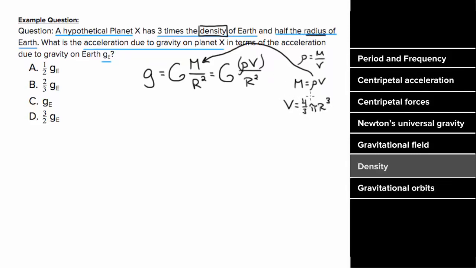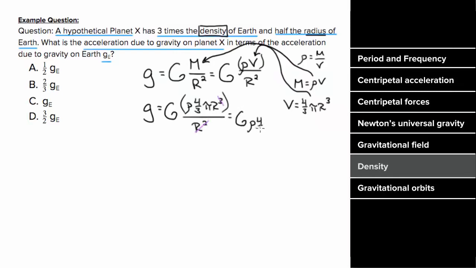We can substitute this expression in for the volume, and finally get an expression for the acceleration due to gravity of big G times rho 4/3 pi r cubed divided by r squared. And we can cancel out an r squared on the top and the bottom, which leaves us little g equaling big G rho 4/3 pi r.